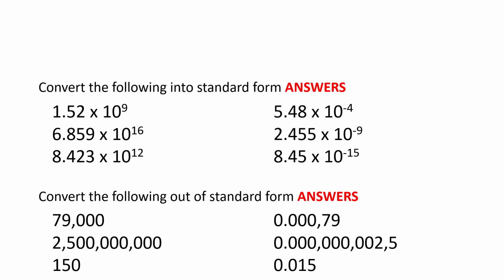So here are all the answers. Note the negative values where we're involved with decimal numbers, and obviously in the second part where you had to turn numbers out of standard form, you end up that if you had a minus number in the standard form, you have a decimal number in your final answer.